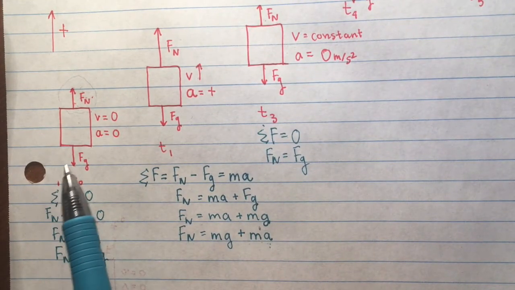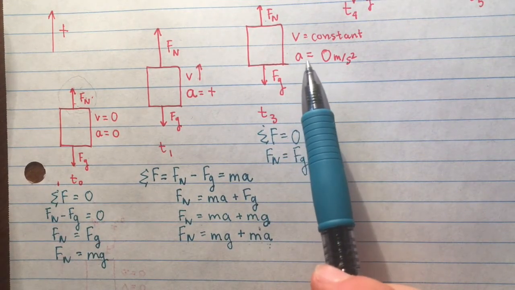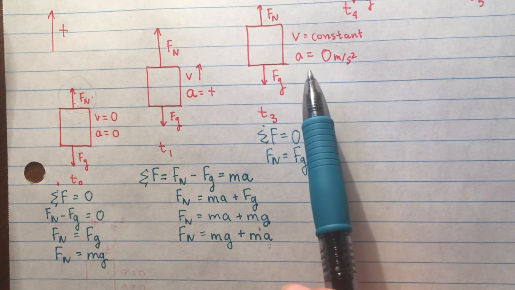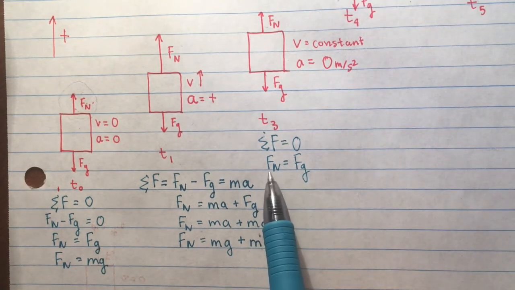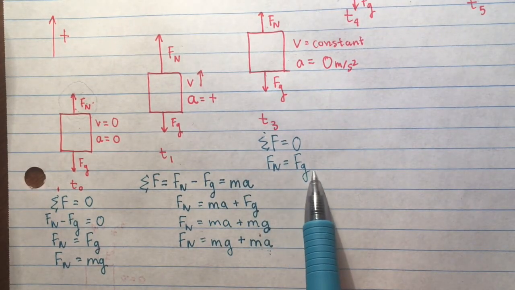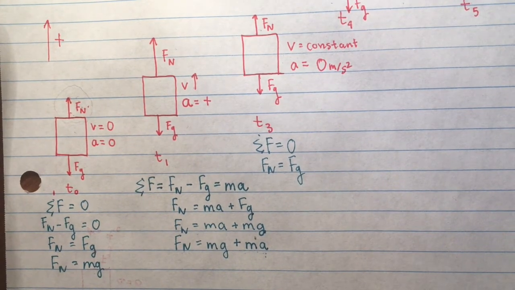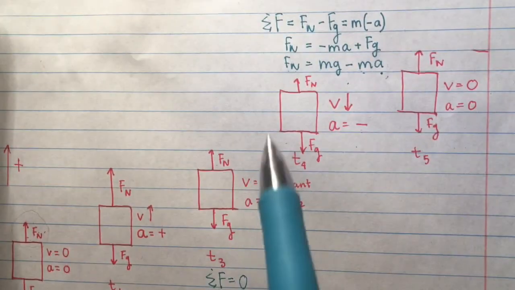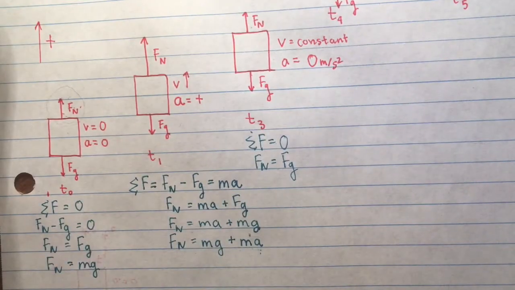So when the elevator is at rest or moving at a constant speed, the scale would show your normal weight because the normal force is equal to the actual value of your weight. However, when the elevator has some sort of an acceleration, your weight shown on the scale will change.